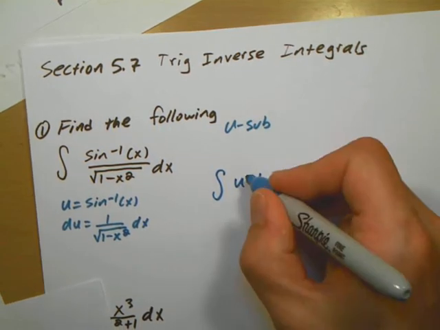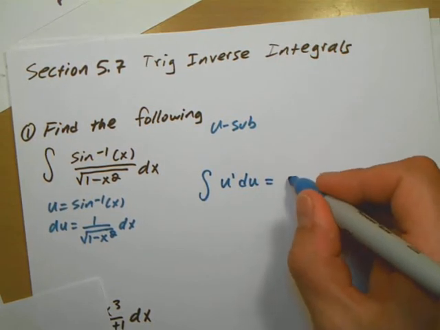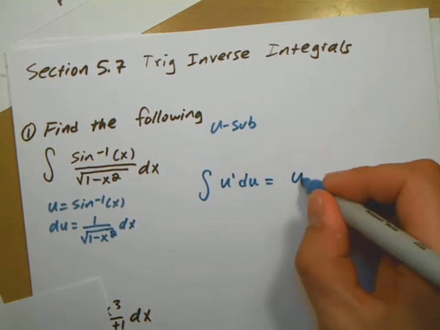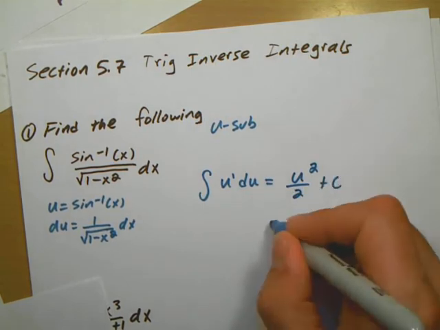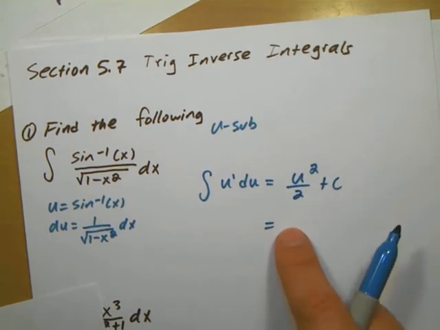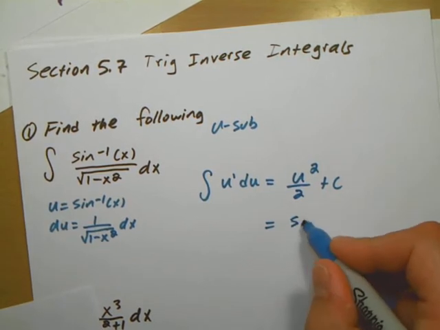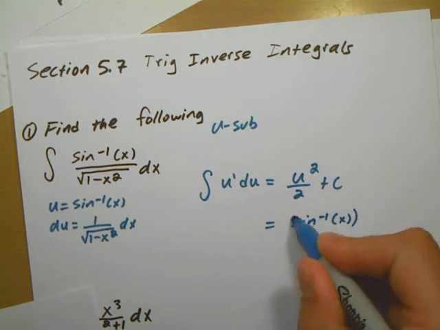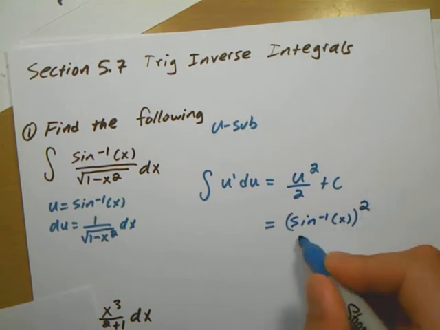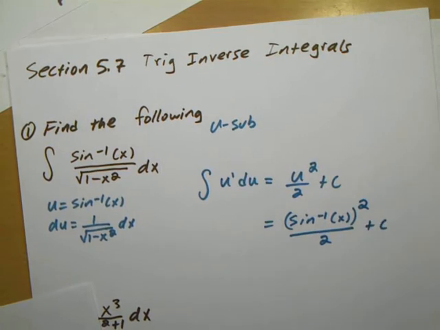And then you can think of this as u to the first power, so the antiderivative of u to the first power, I can do the power rule, which is u squared over 2 plus c. I don't have any limits, so I go back to what my initial u was, so it's going to be sine inverse squared of x. I'm going to write all of that squared all over 2 plus c. And that's my answer for number 1.